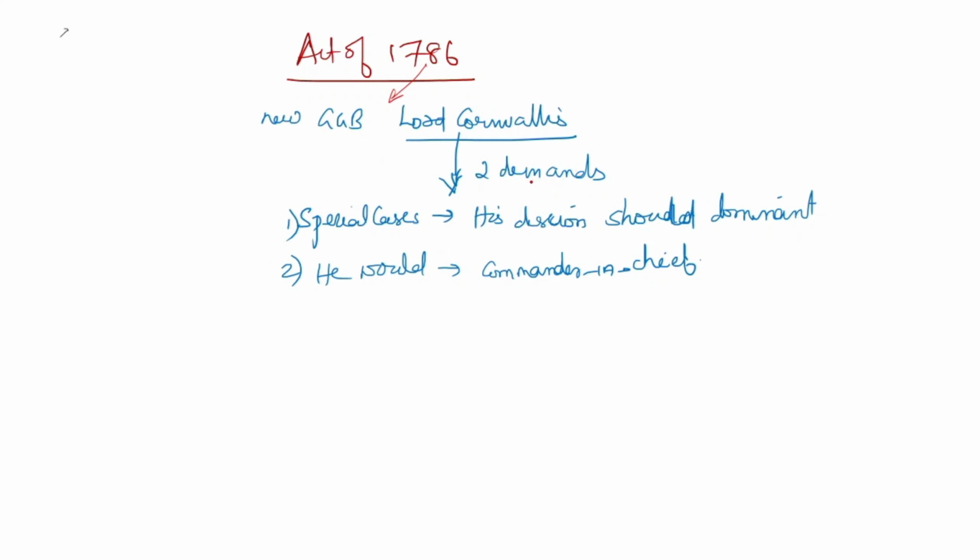What are the demands? In special cases his decision should be dominant, and he should be the commander in chief. These two demands were approved by the Act of 1786. In 1786 Lord Cornwallis was made the Governor General of Bengal by approving his two demands.